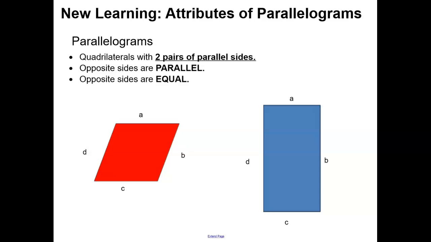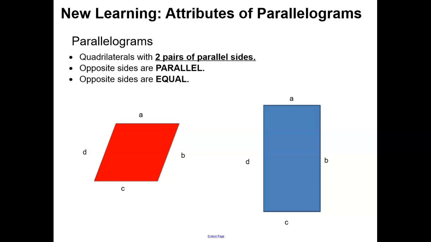A parallelogram is a quadrilateral. What's a quadrilateral? You're right, it's a four-sided polygon. To be a parallelogram, a shape has to have two pairs of parallel sides. And last time you learned that parallel sides are two sides that are going the same direction, that always stay that same distance apart. So to be a parallelogram, the opposite sides of the shape have to be parallel. The opposite sides also must be equal.